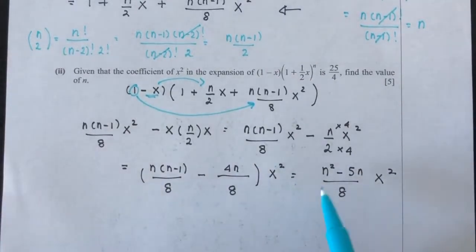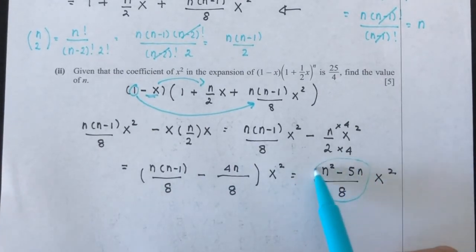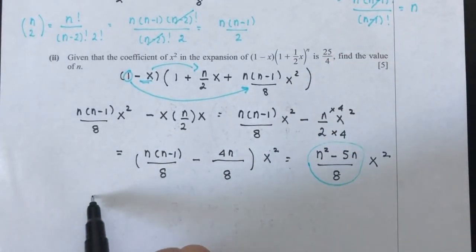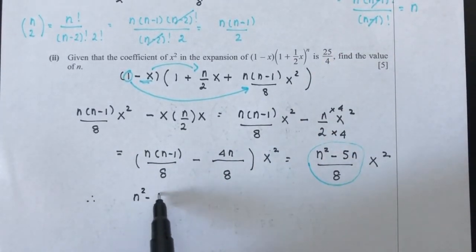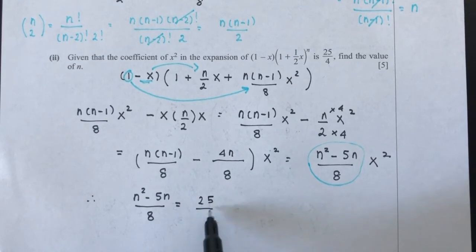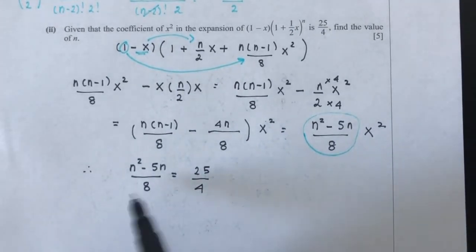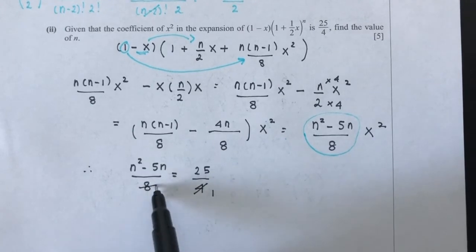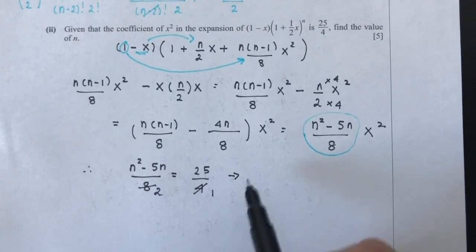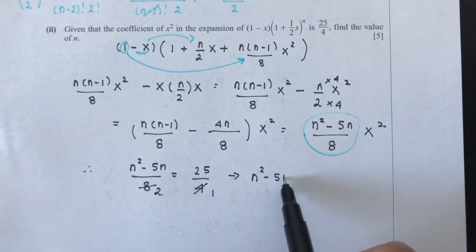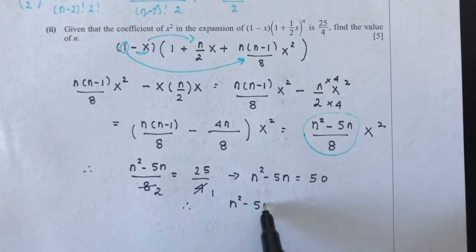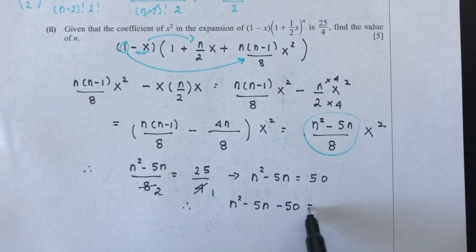So now we know the coefficient of x squared, which is this value here, is equal to 25 over 4. So we can just equate that with this. So from the equation, n squared minus 5n over 8 is equal to 25 over 4. So now we can just simplify. Divide by 4 on both sides. That will be 1. That will be 2. Then we cross multiply. That will give you n squared minus 5n equal to 50. So simplify, n squared minus 5n minus 50 is equal to 0.